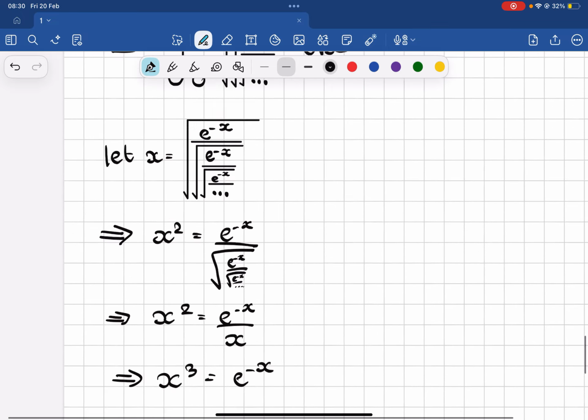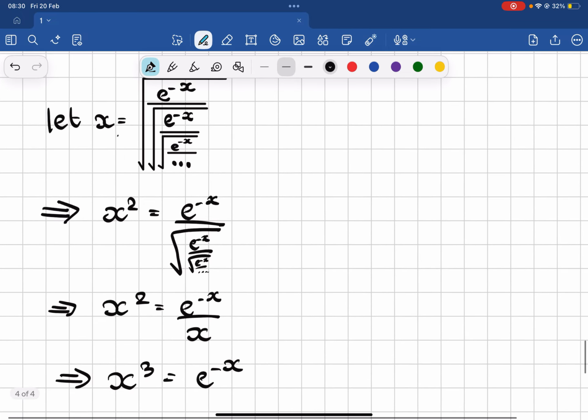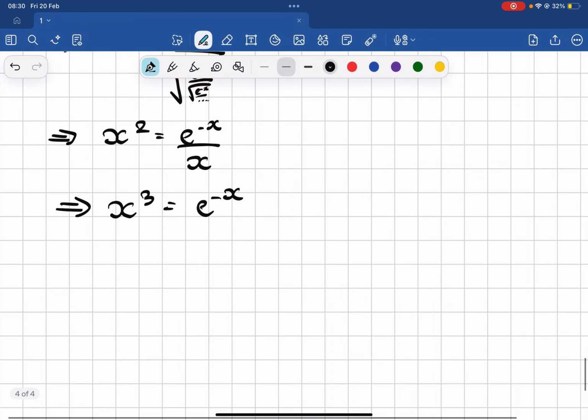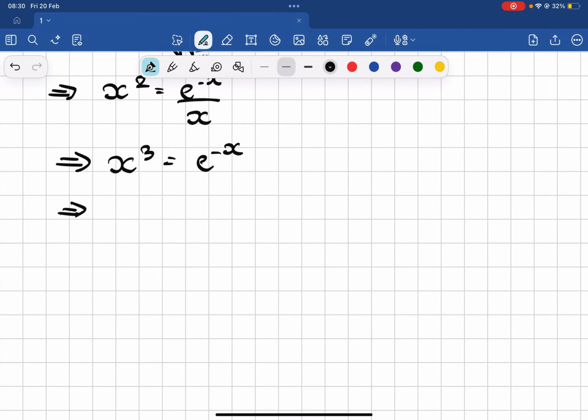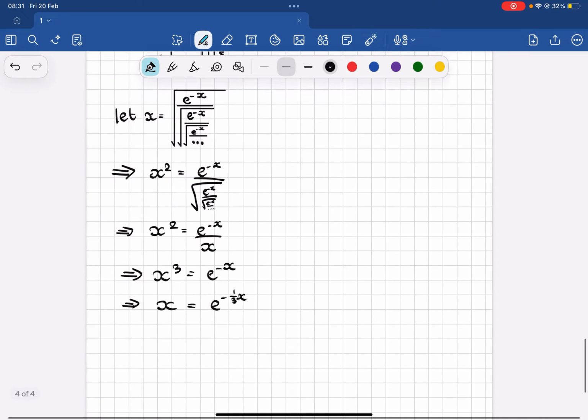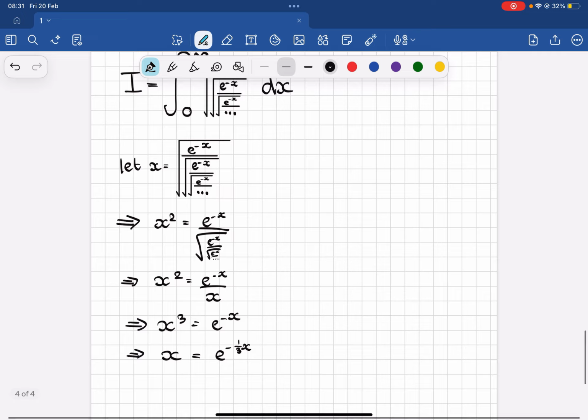And again, let's look back at what we were doing. We were trying to get x in a more simpler form. So now we just cube root both sides. So we have e to the minus. Cube root is the same as, if you cube root something, we raise it to the power of a third. So e to the minus third x. And now we've got a much easier integral to deal with.